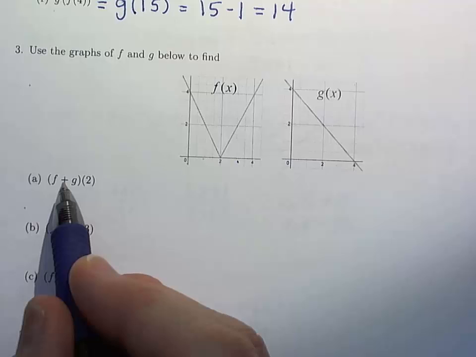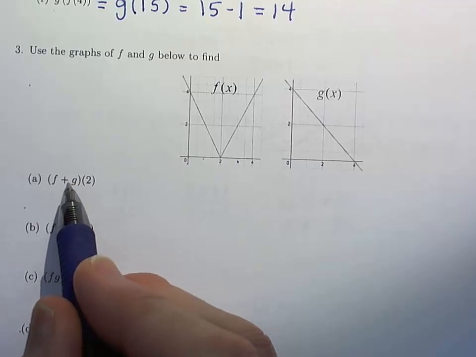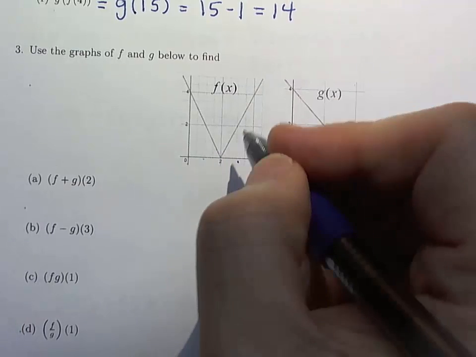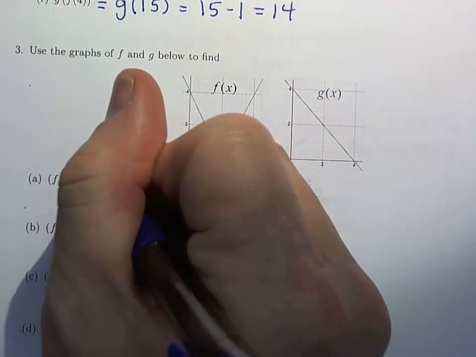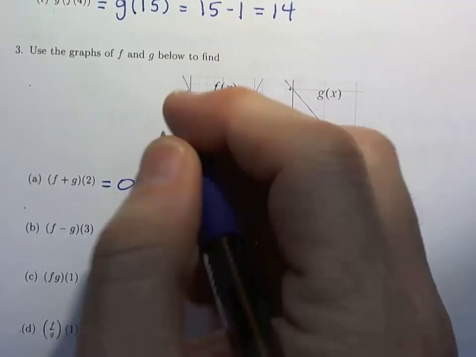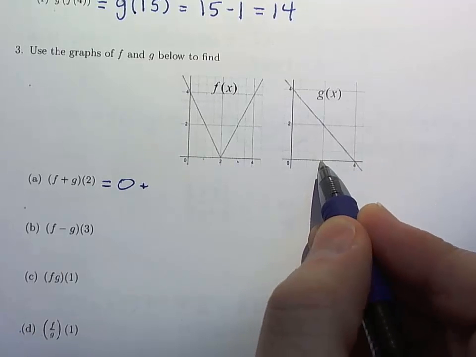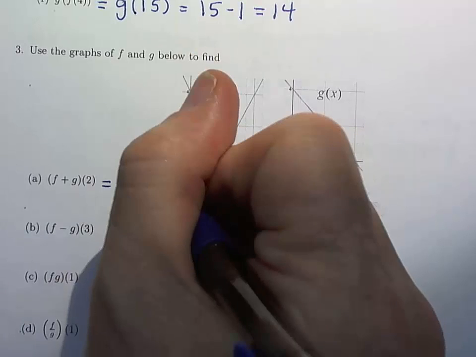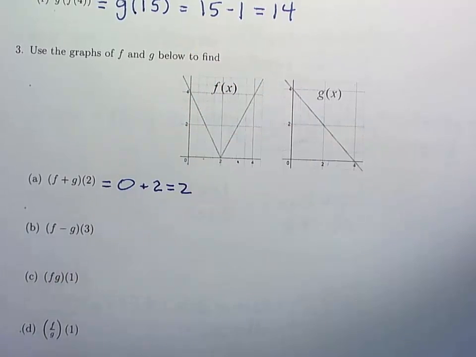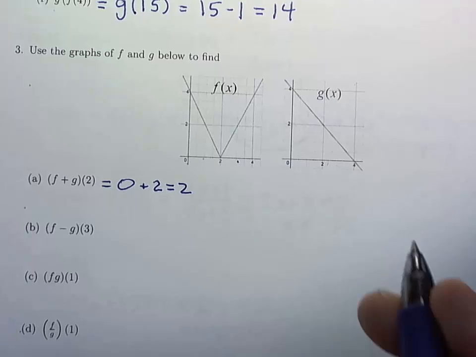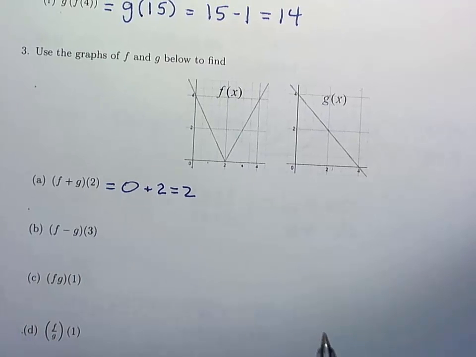On this first one, we've got f of 2 plus g of 2. So I come over here and I find out f of 2 is 0 plus, let's see what g of 2 is. Well, g of 2 is 2. And I just come over here to 2 and I go up to 2. So g of 2 is 2. So this one is just 2. Okay. So f plus g of 2 is just 2.